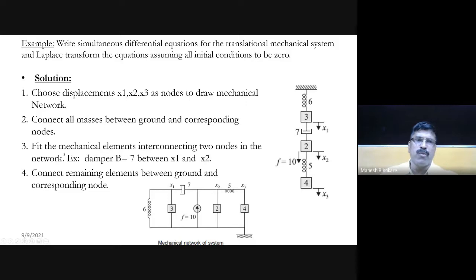Then what about the rest? Fit the mechanical elements interconnecting 2 nodes in the network. For example, B equal to 7 between X1 and X2, see that B 7 is connected between X1 and X2, right? Connect the remaining elements between ground and the corresponding node. So basically this 6 will be connected between ground and the corresponding node. Then this dashpot 2 is connected between ground and node X2. So this is the overall nodal diagram of the given problem.